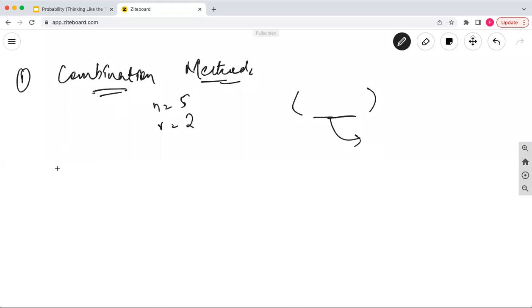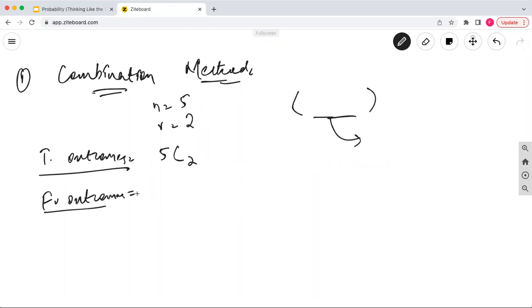So what are the total outcomes that I'm choosing out of? 5C2, right? These are the total outcomes. Now, what are required are favorable outcomes. I need to form a committee having only A and B. There is only one way of making that, right? So if I find the probability, that will be 1/5C2, which is 1/10.